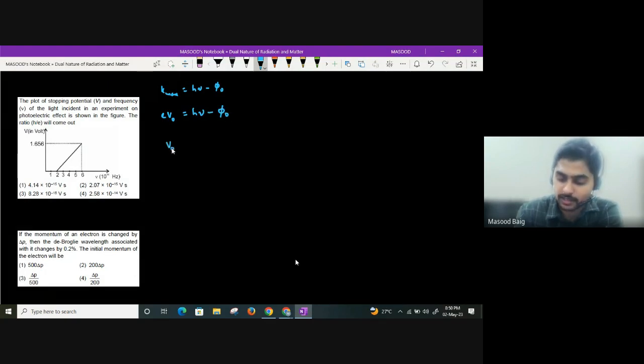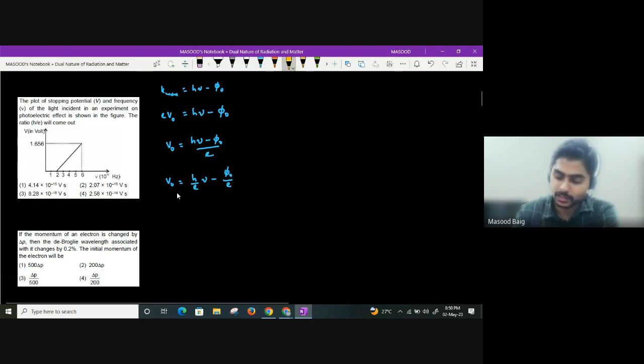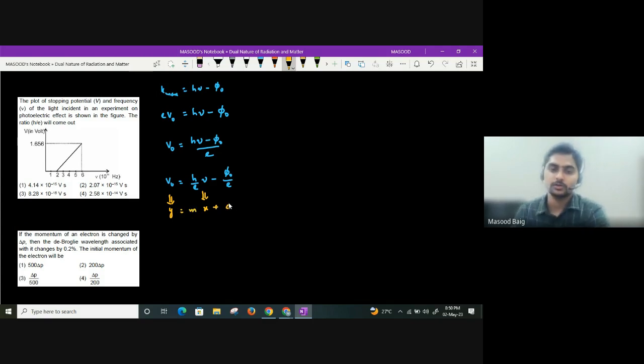If I take stopping potential, what will I write? h nu minus phi naught divided by e. The stopping potential can be written as h by e into nu minus phi naught divided by e, guys. So what are we taking? We are taking stopping potential on the y-axis and frequency on the x-axis. So is it going to follow y equals mx plus c or not? So what would be the slope here?